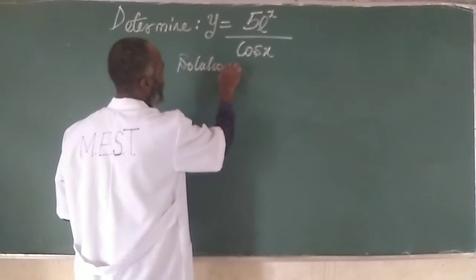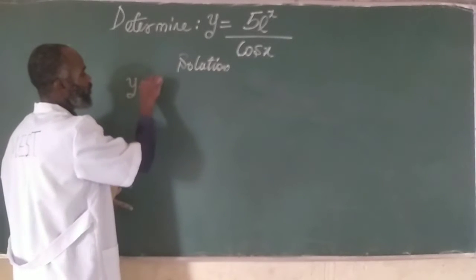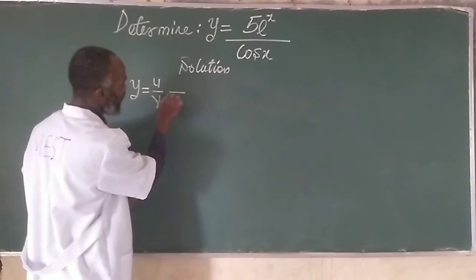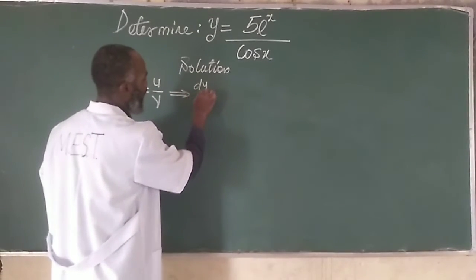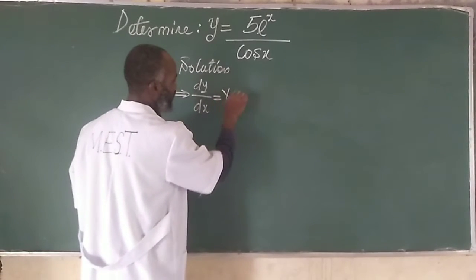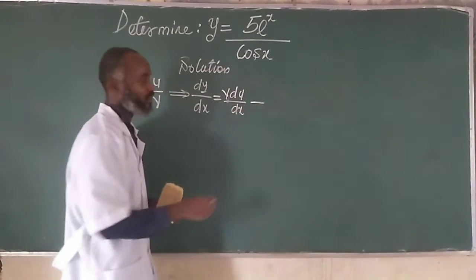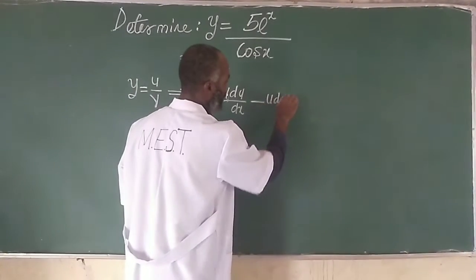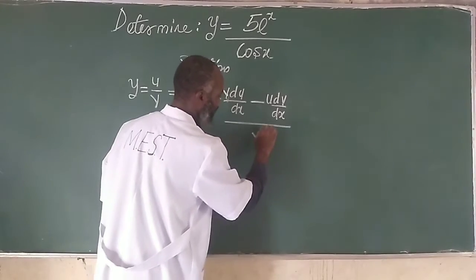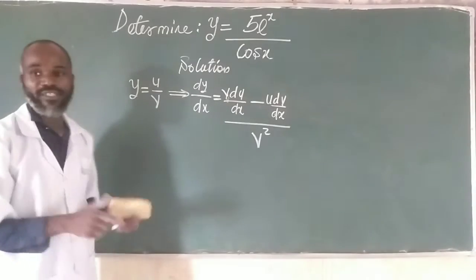Let's see, which we already know as y is equal to u all over v, and this we have proved to be dy/dx is equal to v du/dx minus u dv/dx all over v squared. This is interesting. So what we need to do is very simple.